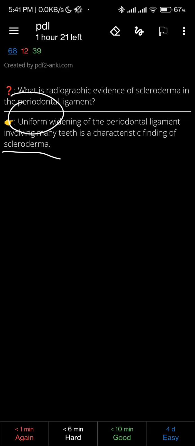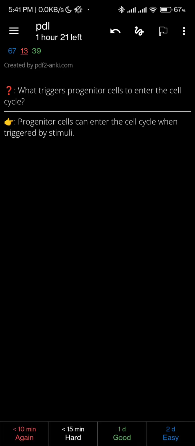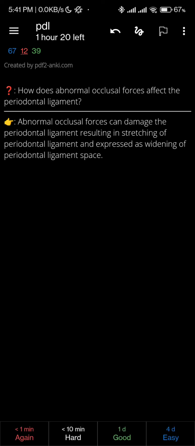How do abnormal occlusal forces affect the periodontal ligament? They cause stretching of the periodontal ligament, which is visible as widening of the periodontal space.